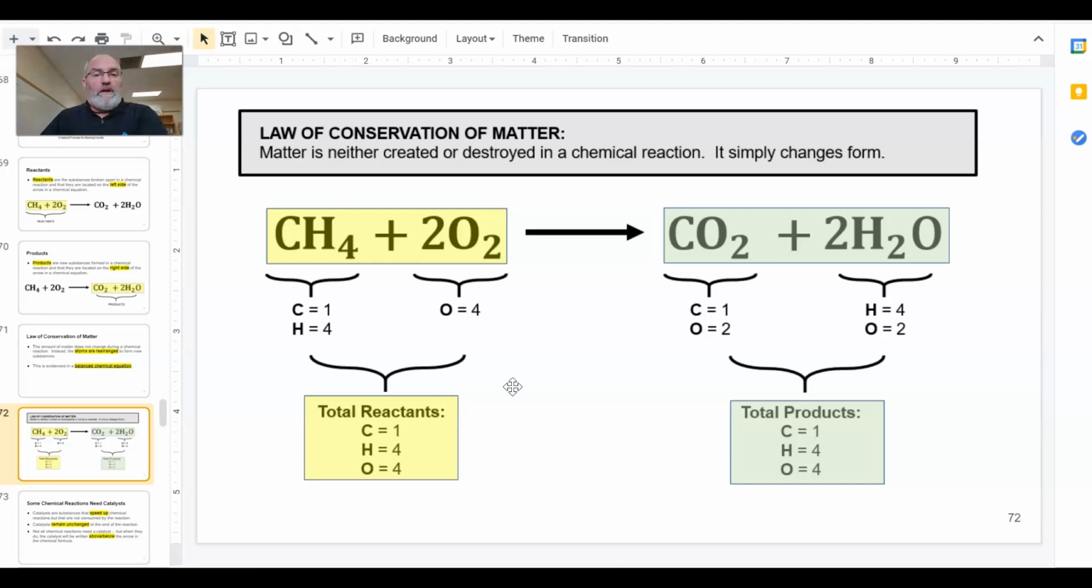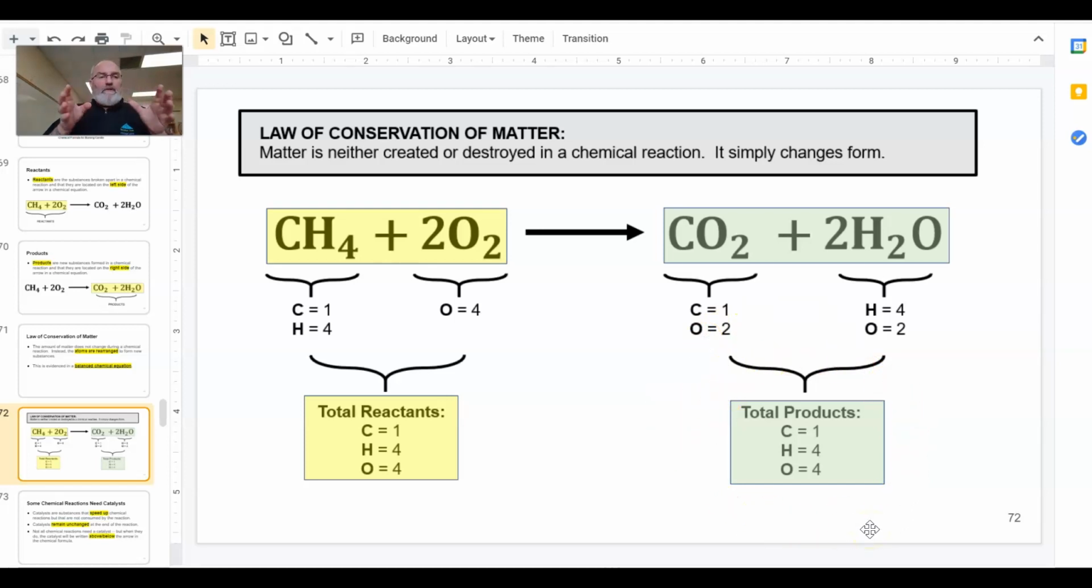Now, if you go to the other side of the equation, you can see that our substances have rearranged, haven't they? We no longer have 2 O2s. We no longer have a CH4. Instead, we've got a CO2 and we've got a couple of water molecules. So you can see that the atoms have rearranged themselves. But if you look at the formula and do the math, you'll notice that we've got 1 carbon, 4 hydrogens, and 4 oxygens over here on the product side as well.